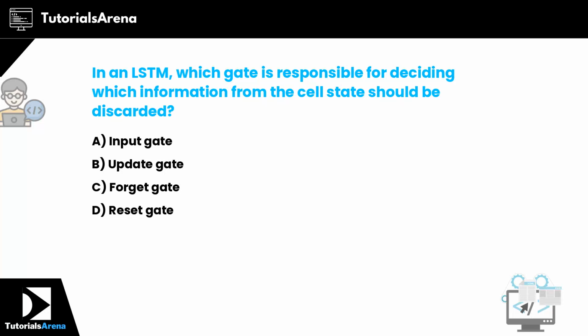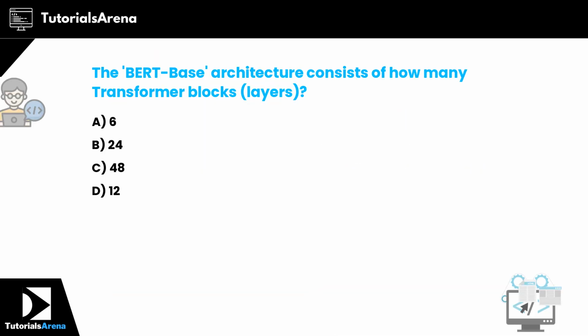In an LSTM, which gate is responsible for deciding which information from the cell state should be discarded? The correct answer is option C, forget gate. The BERT base architecture consists of how many transformer blocks (layers)? The correct answer is option D, 12.